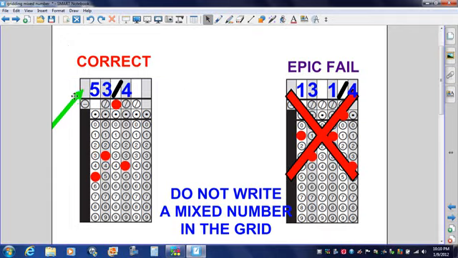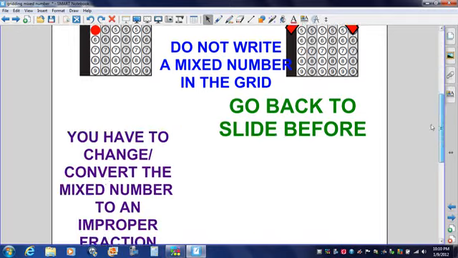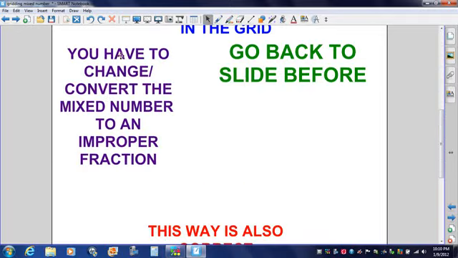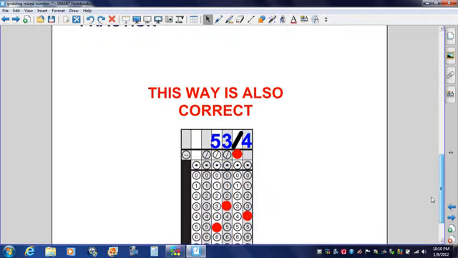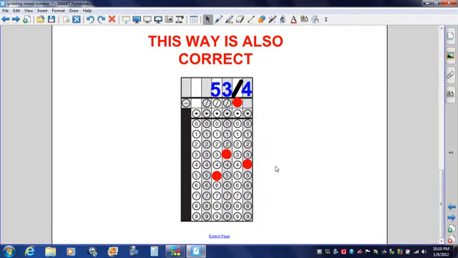This would be the correct way. Notice I left this box empty right here because that would be only if I had a negative answer. So you should have the correct way and the epic fail way written on your paper. Just a reminder to you, you have to change or convert the mixed number to an improper fraction. So there's my improper fraction that I put in the grid. Also, in case you're wondering, here's my minus 10 being negated. This way would also be correct.